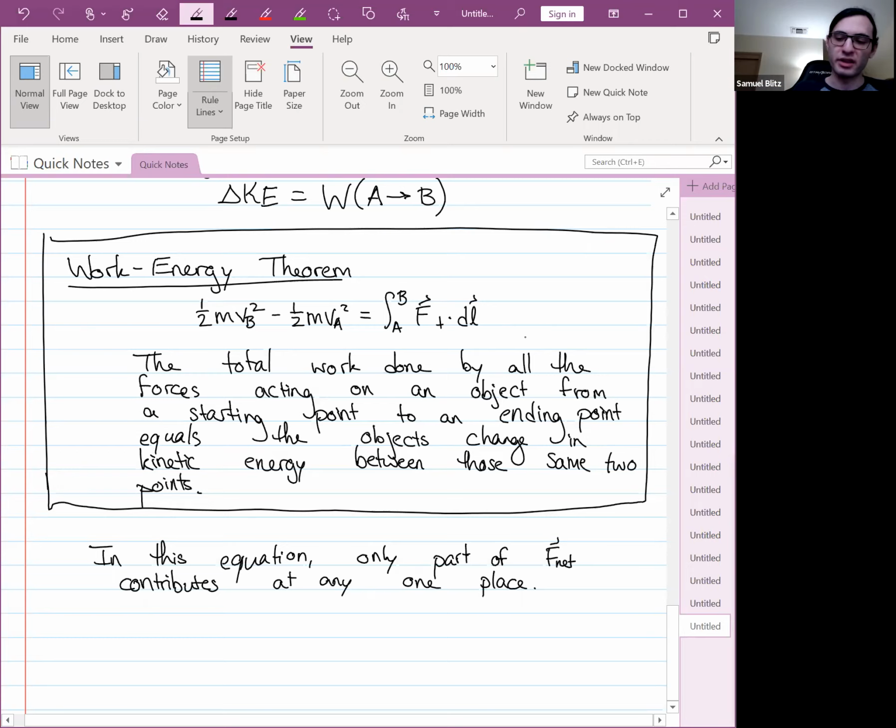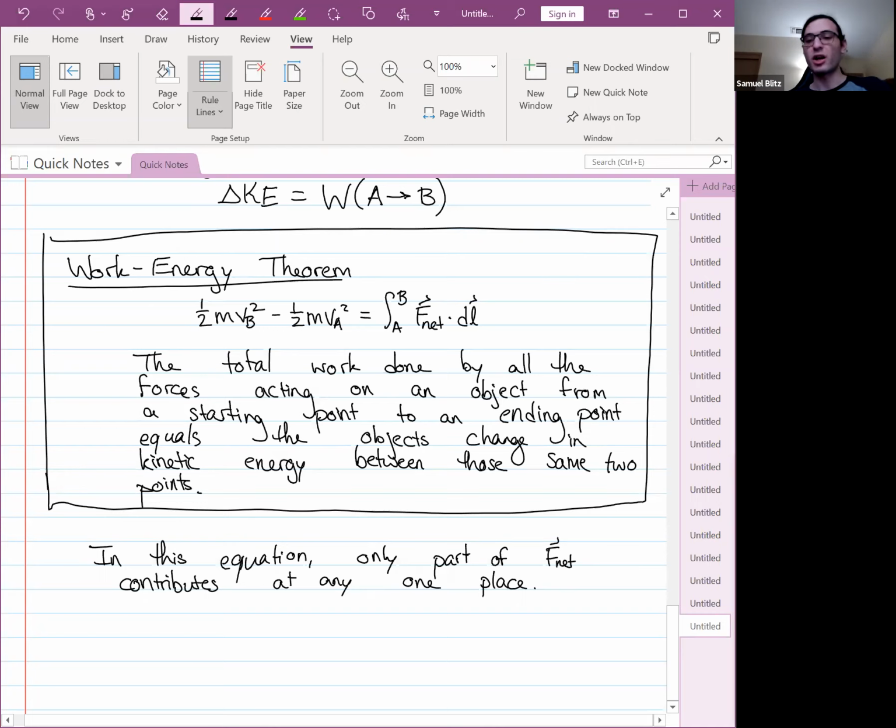Just to summarize, well, I guess I just did summarize. That's a useful fact because it means that sometimes we won't have to care about forces that are always perpendicular to the path. And we'll see an example of that in a little bit.